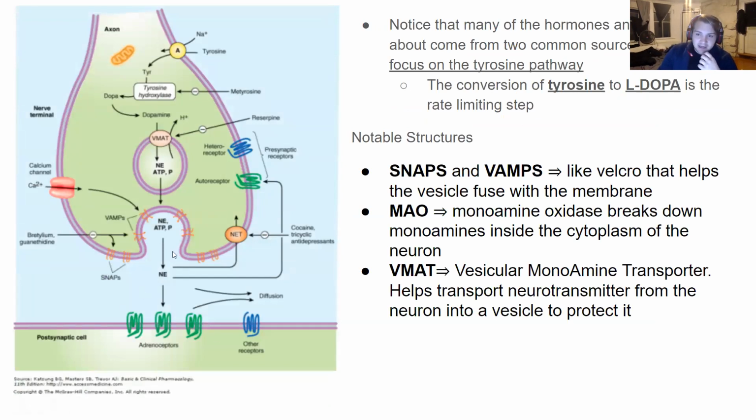Same thing with norepinephrine, except that it's not directly broken down. It's really going to be reuptake into the presynaptic neuron through this norepinephrine transporter. And the other primary way that norepinephrine is terminated is through just gentle diffusion away from the synapse. So two ways that norepinephrine nerve transmission is terminated. One is by reuptake into the presynaptic neuron, and the second is through general diffusion away from the synapse.